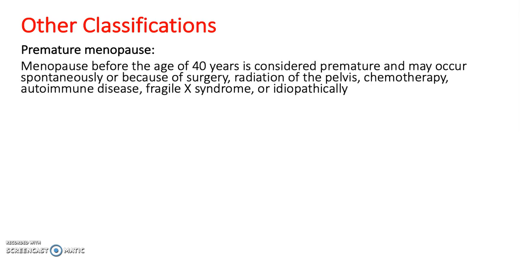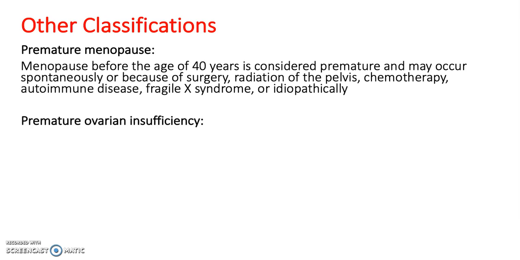What are the other classifications? Premature menopause. This is before the age of 40 years old and is considered premature. This may occur spontaneously or because of surgery, radiation of the pelvis, chemotherapy, autoimmune disease, Fragile X syndrome, or idiopathically.